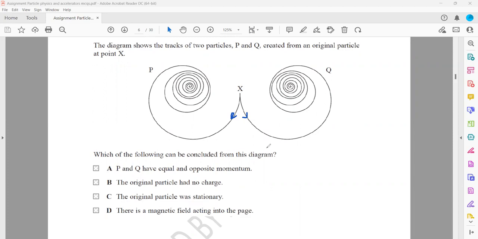So which of the following can be concluded? P and Q have equal and opposite momentums. Like the value of the momentum in P and Q is the same, but in opposite direction. The original particle has no charge. So when you see one moving towards the right hand side, another one is moving towards the left hand side. So their values of the momentum, but the curvature is not 100% identical. There is slight variation between the two curvatures. That's why we cannot say they have equal momentums.